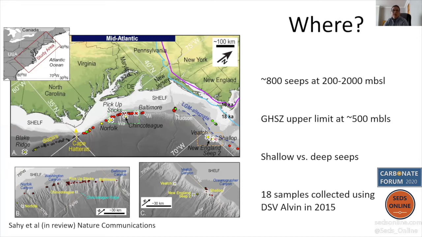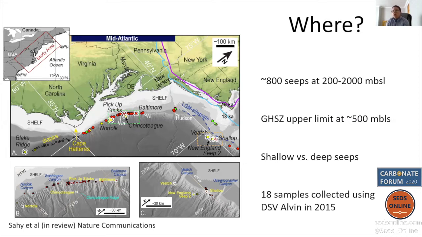And the discovery of methane seeps in this area is relatively recent. The first paper was published in 2014, but since then, our colleagues from the USGS have inventoried something in the region of 800 active methane seeps on the margin at a range of depths. The upper limit of the gas hydrate stability zone along the margin is currently at around 500 meters below sea level. And because of this, we tend to classify the seeps in terms of their position relative to that boundary.